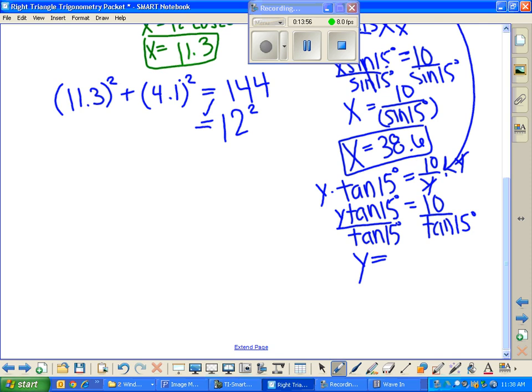37.3 is correct. So 37.3, did everyone get 37.3? Make sense? You could do the check again. I think it's always smart to do the check to make sure you're understanding it, you're doing it correctly.